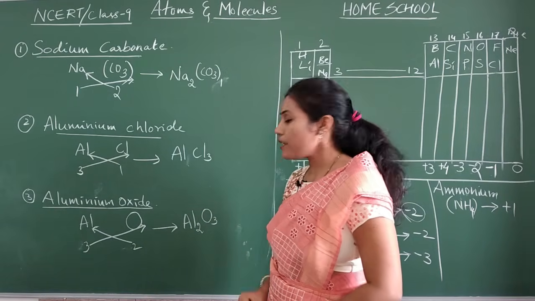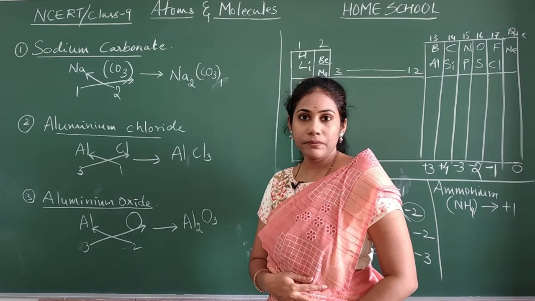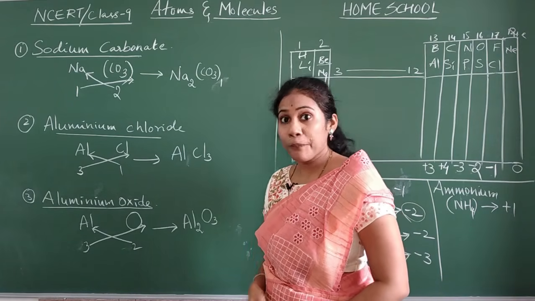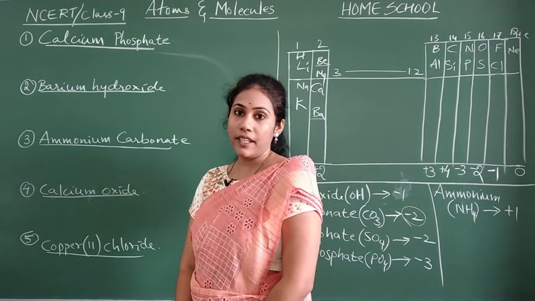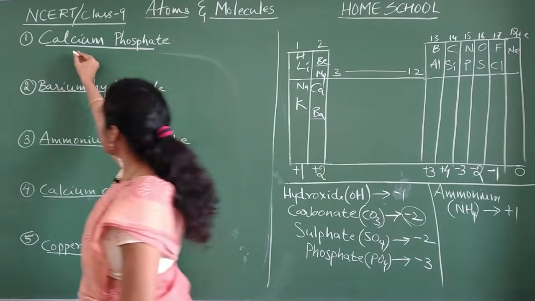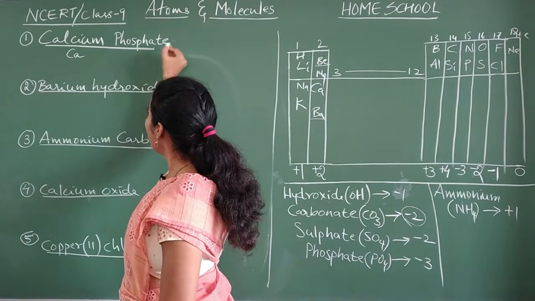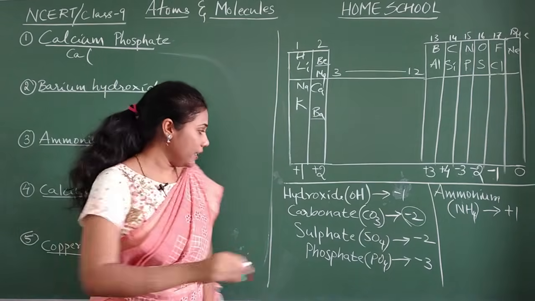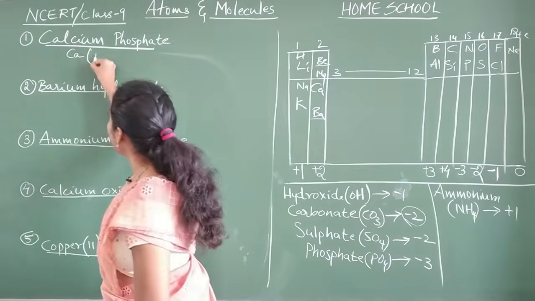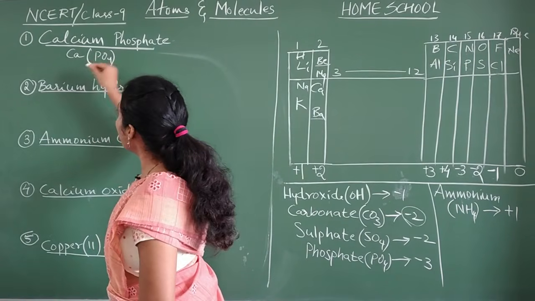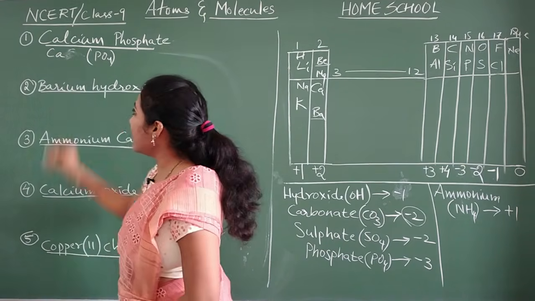Al2O3 is the formula for aluminium oxide. Okay, we will see some more examples. Coming to calcium phosphate, how do you write it, guys? The calcium symbol is Ca. Symbols you must know. Phosphate is a polyatomic group, isn't it? Its symbol is PO4. PO4 is phosphate.